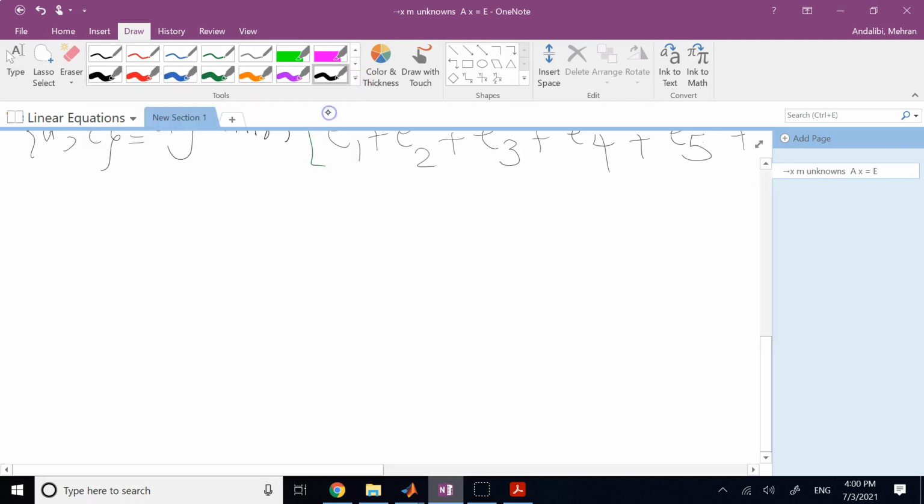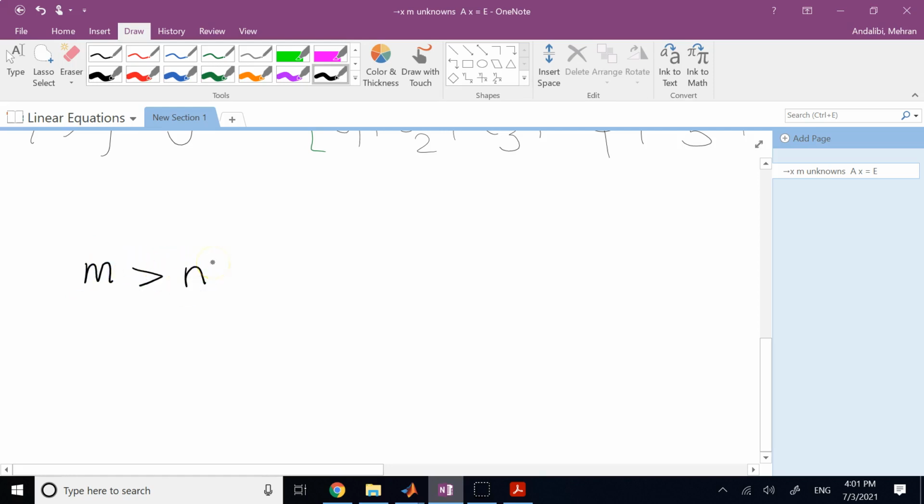Now, as I said, there is the opposite case of it. Here, m is bigger than n. You have more unknowns than equations. So your set of equations is called under-constrained.